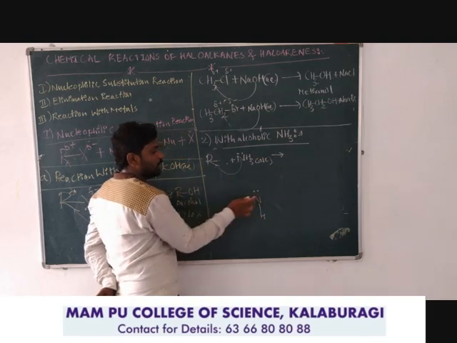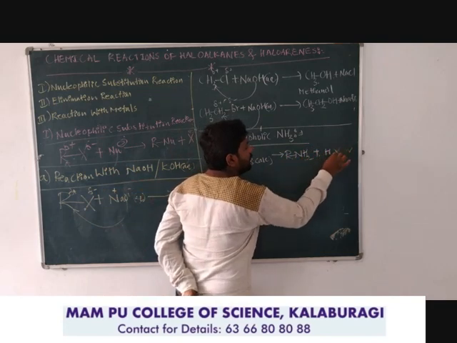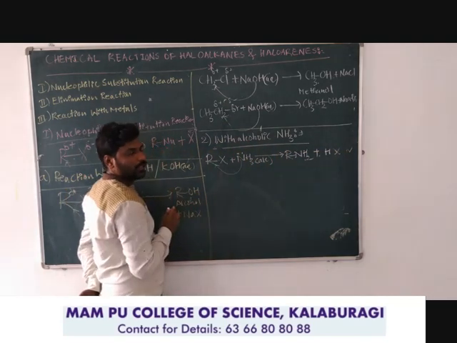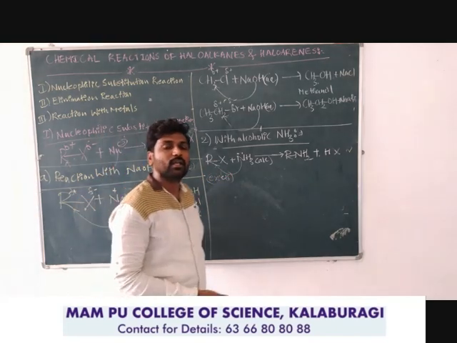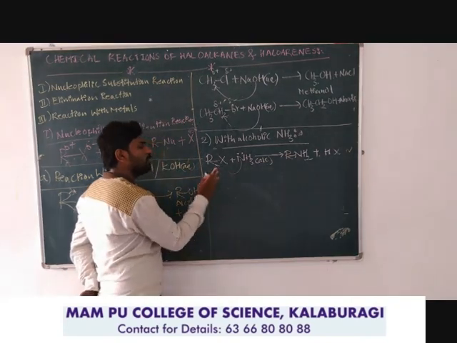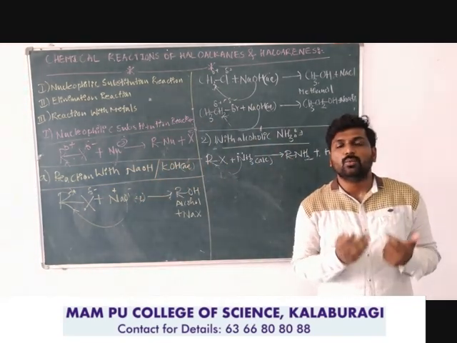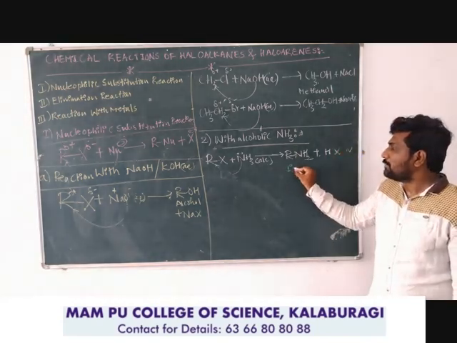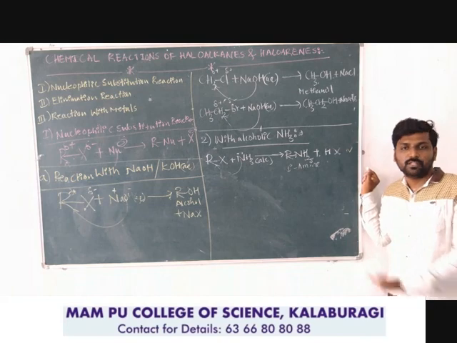So we are getting RNH2. The main product is alkyl amine, and the byproduct is HX. If you take an excess amount of the alkyl halide, you will get primary, secondary and tertiary amines due to a series of nucleophilic substitution reactions. I am not going to discuss that. Here I have taken only a limited amount of the alkyl halide and alcoholic ammonia, which undergoes nucleophilic substitution to form an alkyl amine, that is, primary amine. Alkanamine is the IUPAC name, and alkyl amine is the common name for this compound.